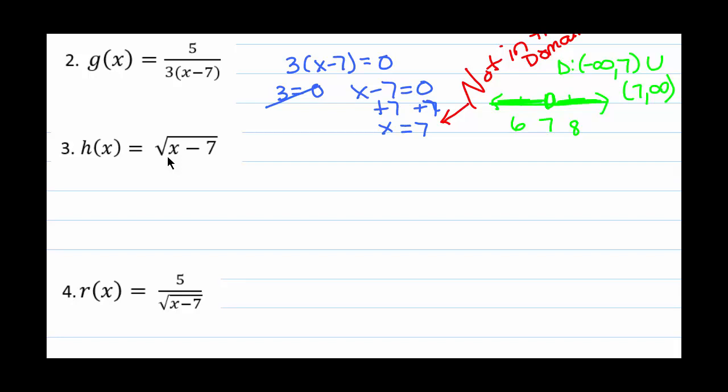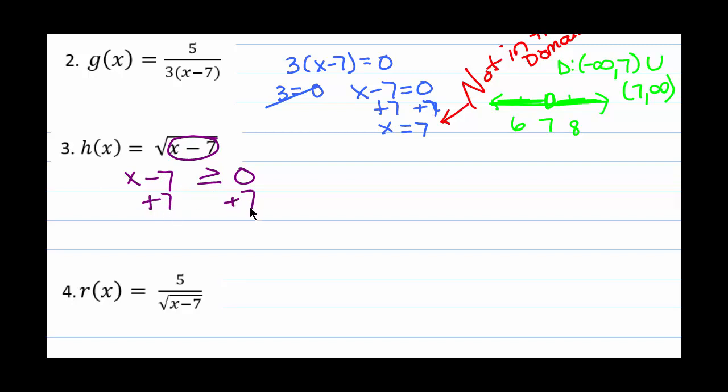What's not going to work? Anything that's negative underneath here. So that's what we then do. We take whatever is underneath here and we set it greater than or equal to 0. So I have x minus 7 is greater than or equal to 0.